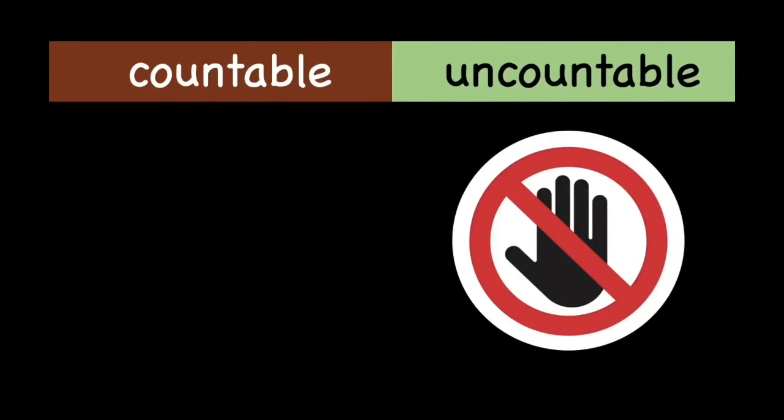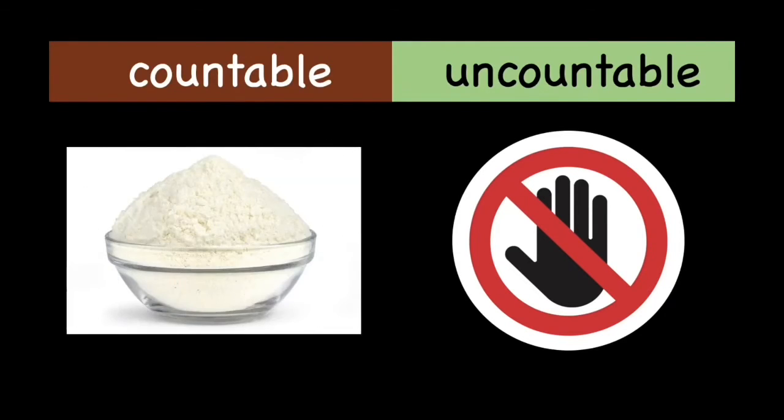Let's move on to uncountable. Uncountable are the things that you cannot count. They are either too small or too much to be counted. We also cannot count something like the water. Are you ready, guys? The first one we have is flour. Can we count flour? No, it's too small to be counted.